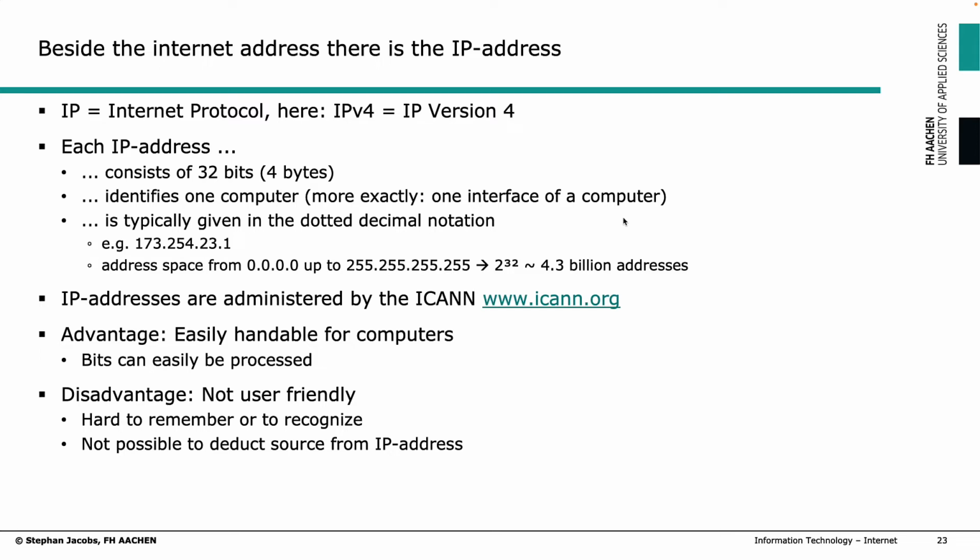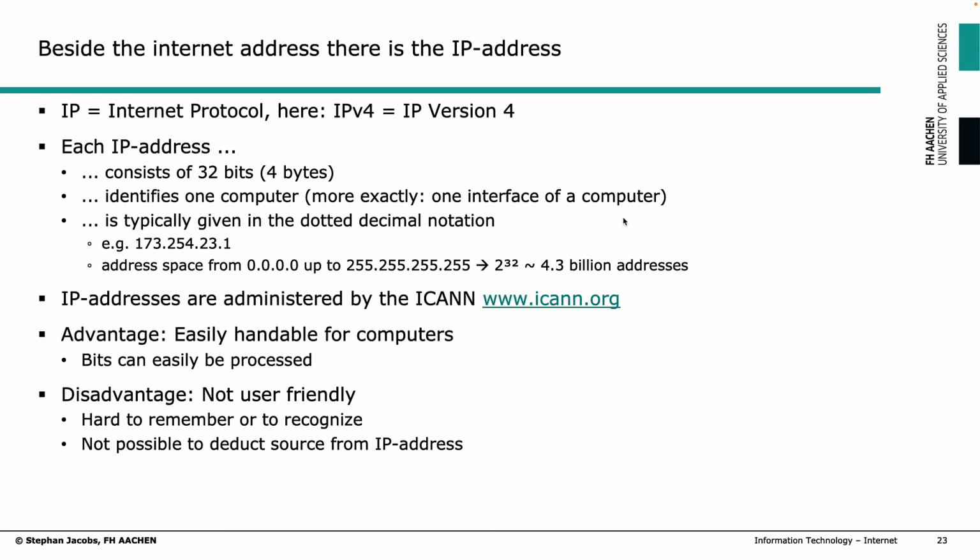And each of these IP addresses identifies one computer connected to the internet, or more exactly one interface of a computer. So if you, for example, are connected with your smartphone both to the mobile internet over LTE, for example, and to the Wi-Fi, then at this point in time you have two different IP addresses.